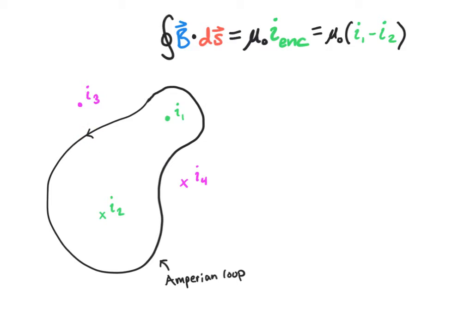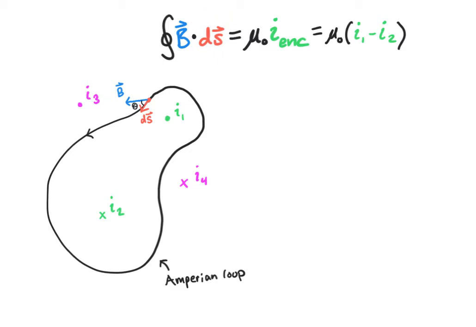To compute the integral on the left, well, we have to compute B dot ds at every point around the loop. In general, that's really hard to do, just like Gauss's law in general is really hard to compute. However, when you have symmetry, this integral simply becomes a product, and we can multiply a constant value of the magnetic field times the total length of the loop.